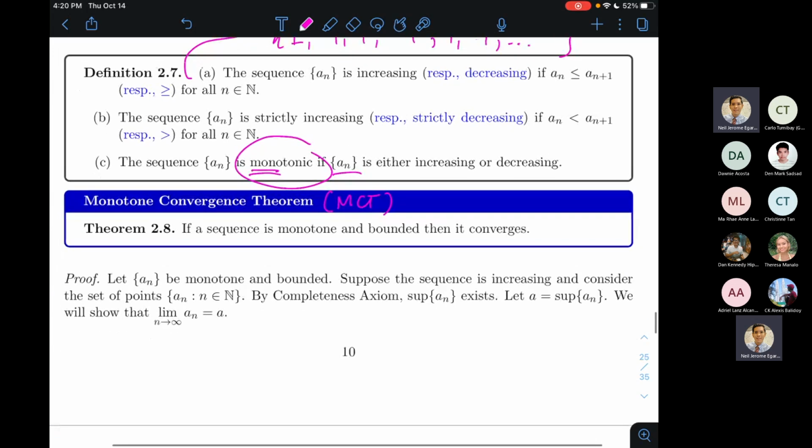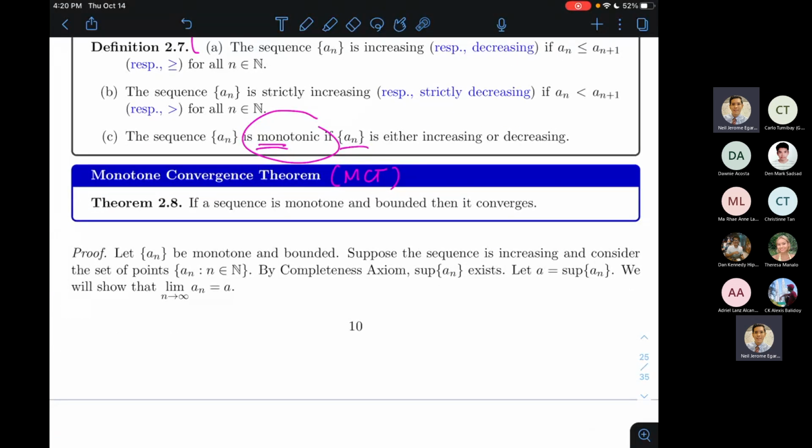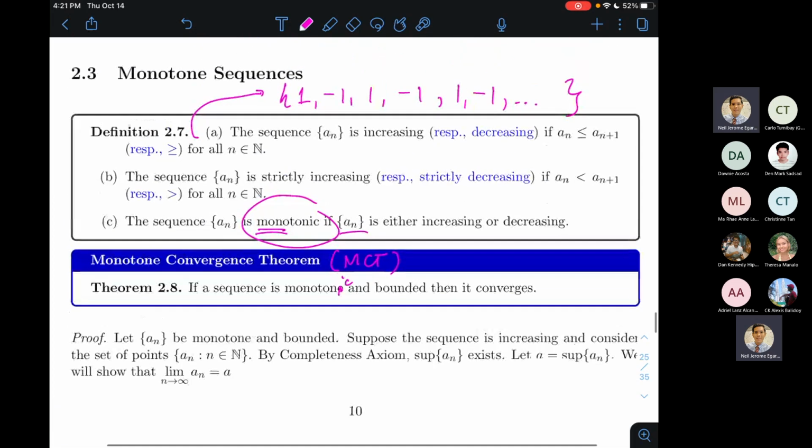Because the monotone convergence theorem, or MCT for short, says that if a sequence is monotone, I think the proper term here is monotonic, if the sequence is monotonic and bounded, then it is convergent. So it is sufficient to add monotonicity to guarantee that a bounded sequence is convergent. And that is lacking in this example. We said this sequence is bounded, but we know it is divergent. If it had been monotonic, it would have been convergent, right? Because adding monotonicity is sufficient to guarantee convergence, right?